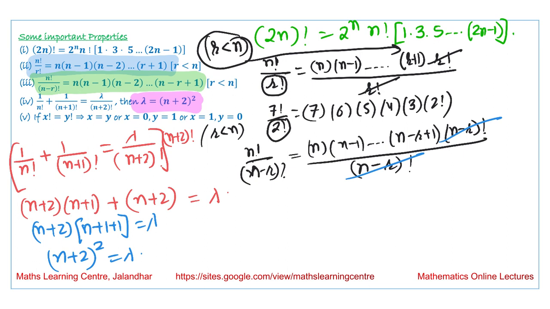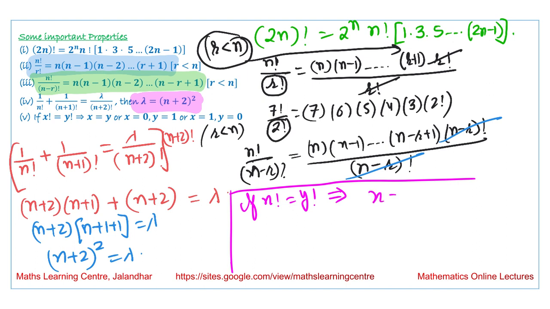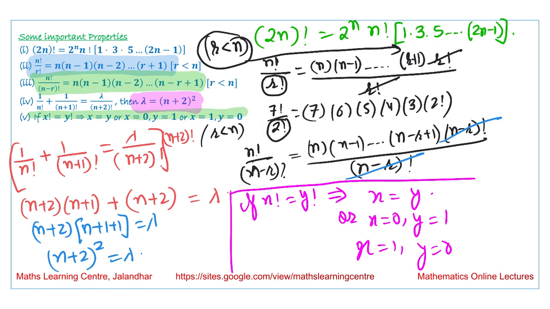Next we have: if x factorial is equal to y factorial, then this implies either x is equal to y, or x is equal to 0 and y is equal to 1, or x is equal to 1 and y is equal to 0. So the final condition is that if x factorial is equal to y factorial, then either x is equal to y, or x is equal to 0 and y is equal to 1, or x is equal to 1 and y is equal to 0. So these are some properties we have listed over here.